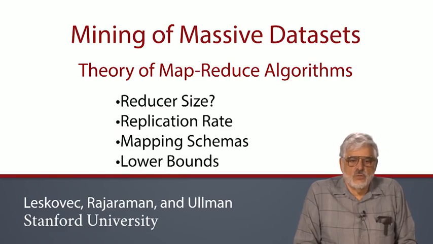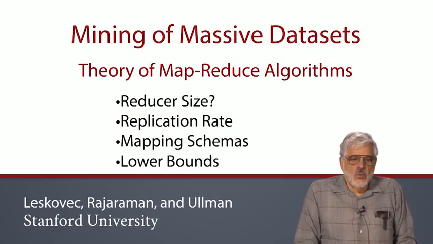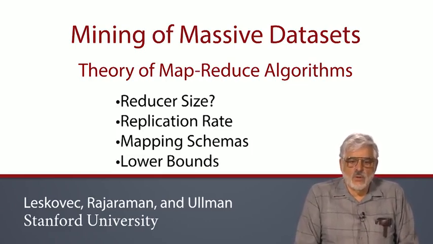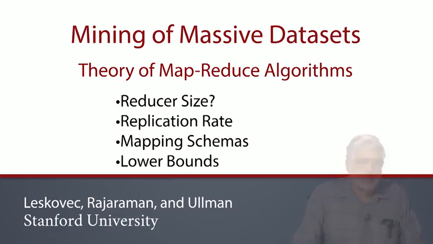First, we need the notion of reducer size, the maximum amount of data that a reducer can have as input. We also need the notion of replication rate, the average number of key-value pairs generated by a mapper on one input. One goal is to prove lower bounds on the replication rate as a function of reducer size. That is, the smaller the reducer size, the bigger the replication rate.